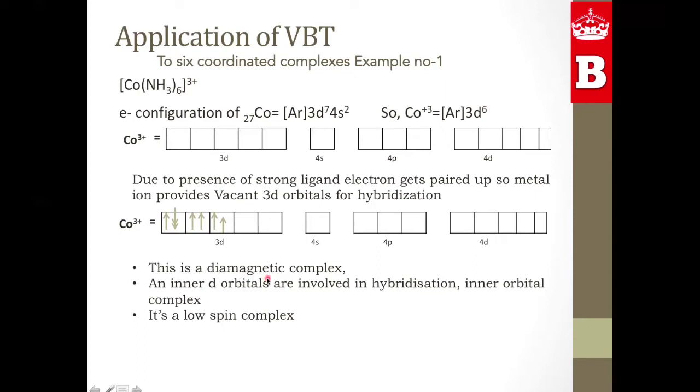That means it's a diamagnetic complex, which means there is no unpaired electron. Here all the electrons are paired up, and the 6 NH3 ligands occupy the orbitals, one here, another paired here, another three here. There is no possibility of an unpaired electron, so it's a diamagnetic complex. Since it involves 3d, it is an inner d orbital complex, and every inner d orbital complex is called a low spin complex. So that is the first example.